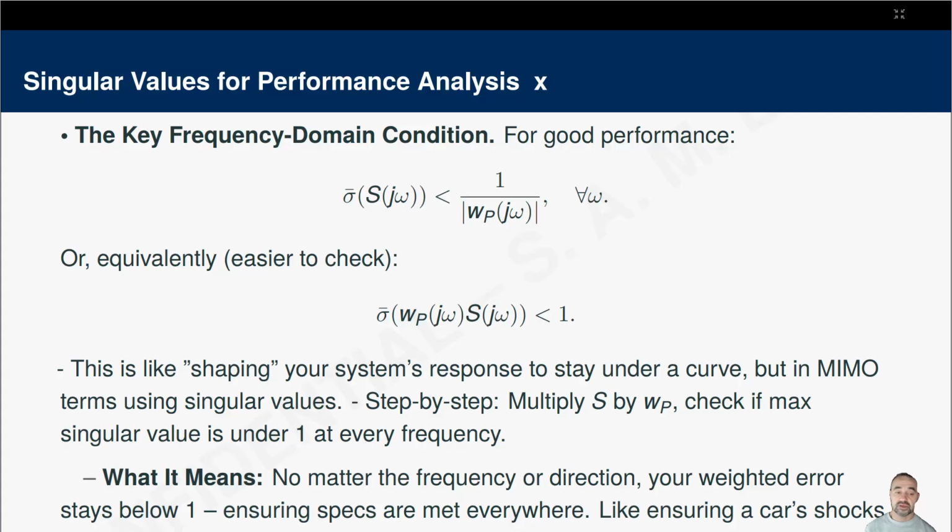Error must be within spec. So no matter what the frequency is, no matter what the direction is. Either way, this sigma, again, sigma was your singular value, right? We just use a different notation. Sigma was singular value. This multiplying S by W should essentially be always under 1 at every frequency.